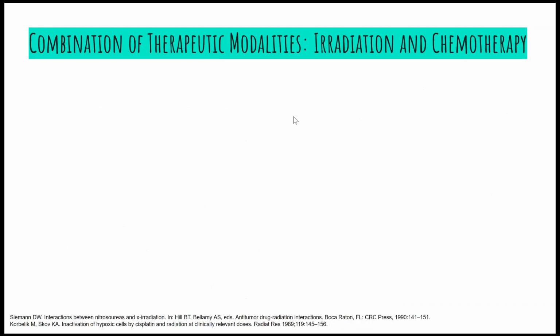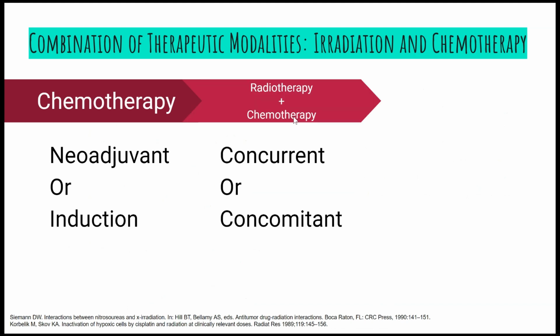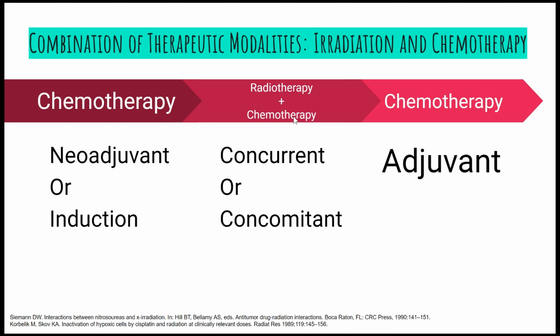Then the other combination of therapeutic modality that we have is irradiation and chemotherapy. Now, chemotherapy, as with surgery, can be given either before irradiation, that would be neoadjuvant or induction chemotherapy. It can be given with radiation, which is concurrent or concomitant chemotherapy, or it can be given after radiation, which is adjuvant. Neoadjuvant or induction is terminology used when we are giving a modality before a radical modality, which can be radiation or surgery. Concurrent or concomitant means with, together with. So with the radiation, it is concurrent chemotherapy.